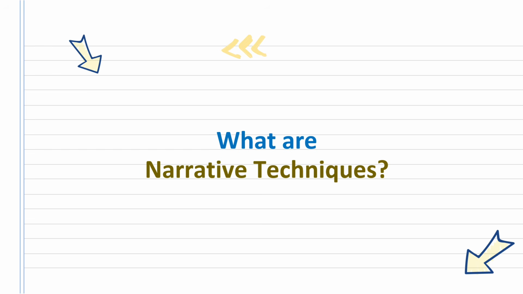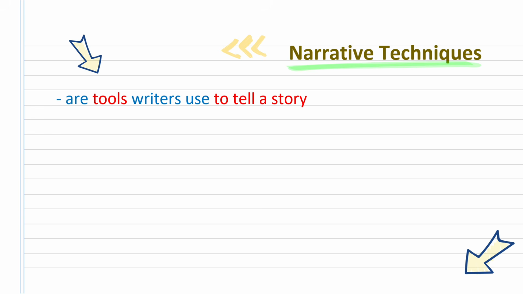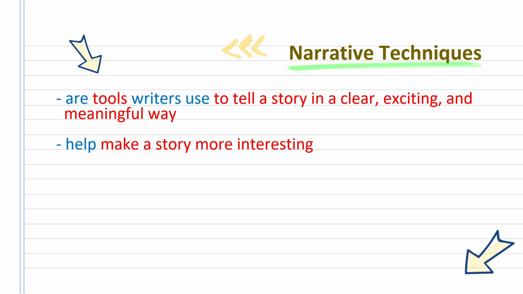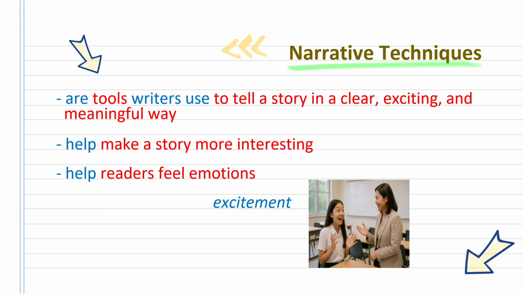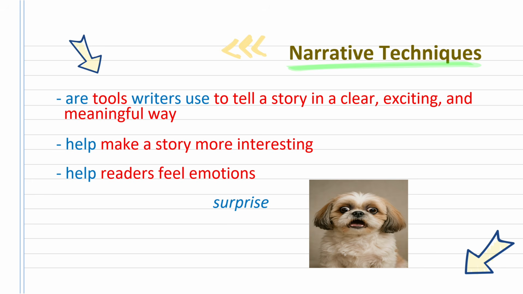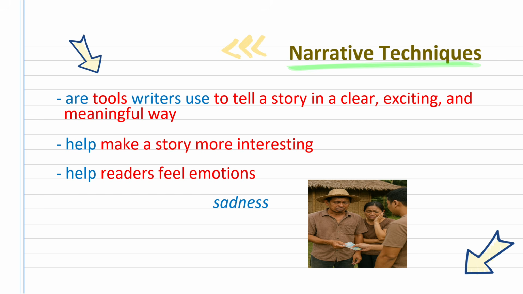Narrative techniques are tools writers use to tell a story in a clear, exciting, and meaningful way. They help make a story more interesting and help readers feel emotions like excitement, surprise, or sadness. In short, narrative techniques are what make a story feel alive and worth reading.